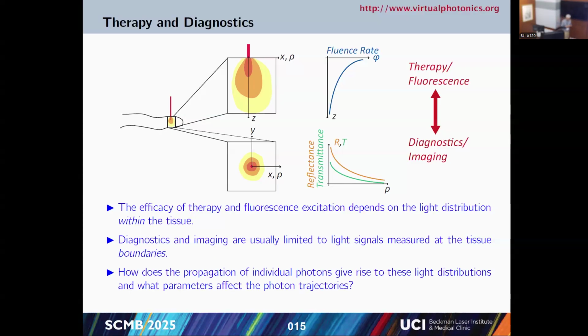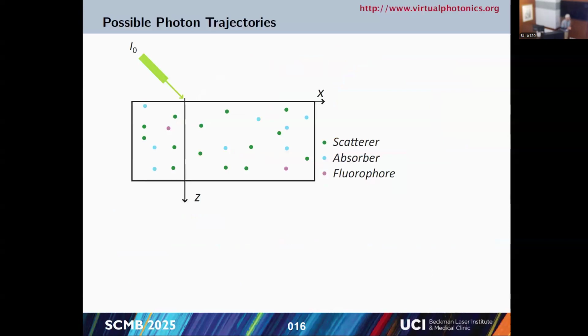And so the question then is, how do we model this? How can we understand how the propagation of individual photons gives rise to these light distributions, and what are the parameters that affect these trajectories? Okay, so again, I'm going to do this very casually, just from a conceptual perspective.